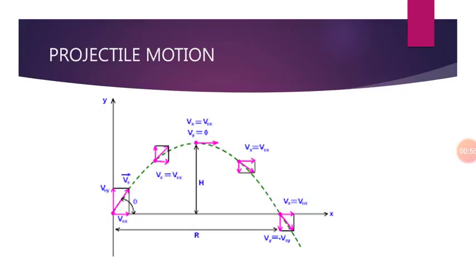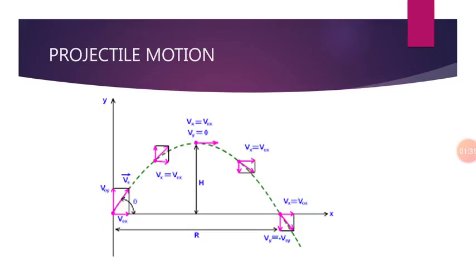The gravitational acceleration acts in the downward direction, and because of this, the vertical component of velocity of the projectile decreases as the projectile moves upward, while the horizontal component of velocity remains constant throughout the projectile motion because there is no acceleration which is acting in the horizontal x direction. Air resistance also affects the motion of the projectile such that it follows the curved path.